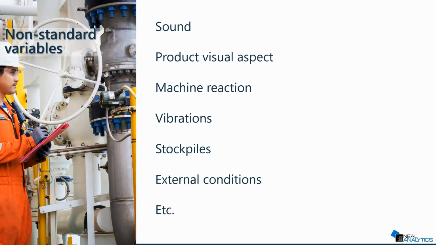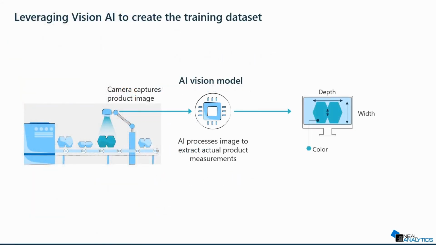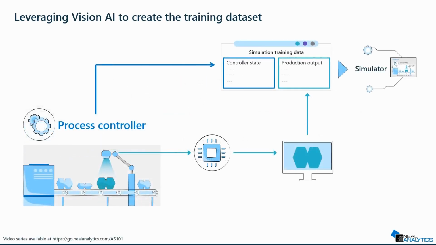To capture this additional data, further development will likely be required. For instance, in one of the projects our team worked on, we used a custom vision model to capture the visual characteristics of a snack. Then the data from the custom vision model was combined with the regular process data that the controller was providing, and these were used to create the data set needed to train the simulator. If you want to learn more about how the team developed that, please refer to the video about the real-life example that is linked in the comment section of this video.